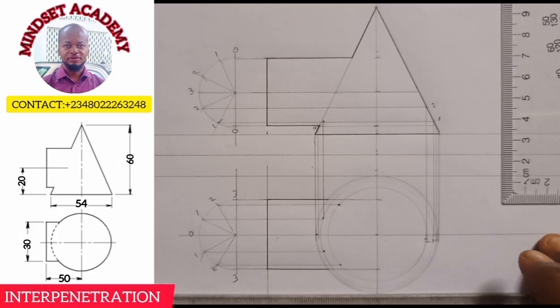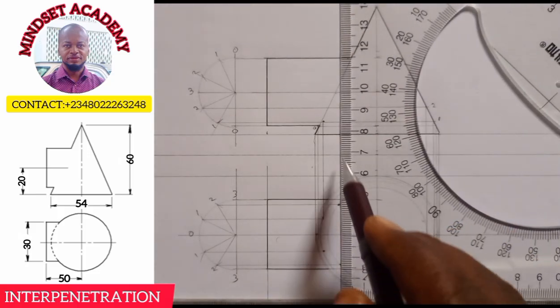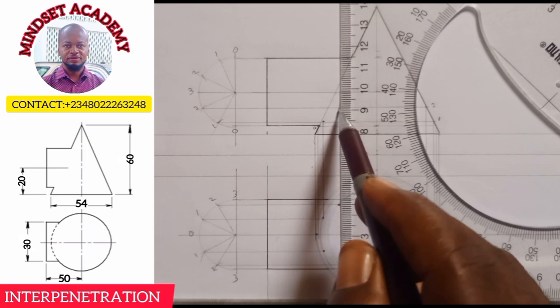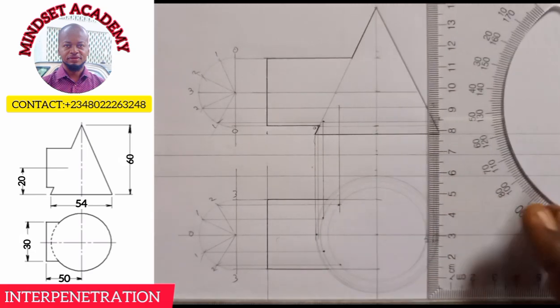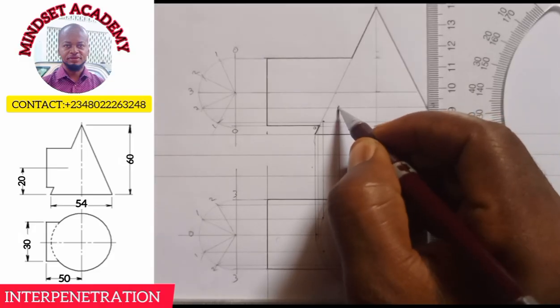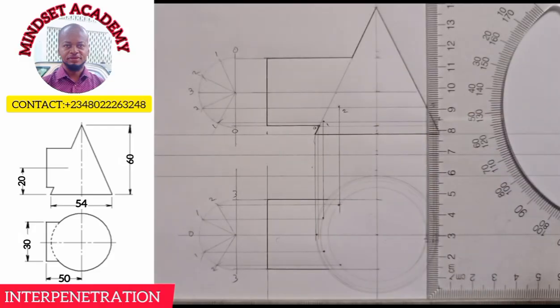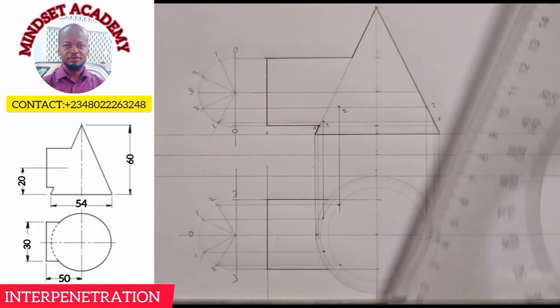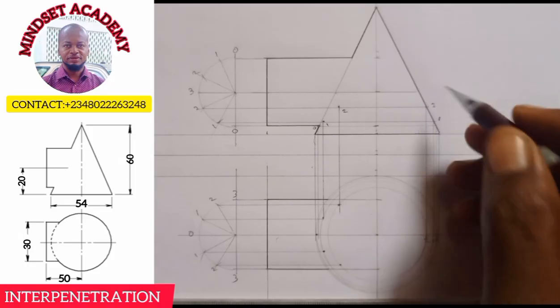Then I'll project circle 2 upward this way to touch line 2. So this is where it meets. So that is 2, this is 1, right? Now, we're still moving. So the next thing is, I'm going to move to 3. So this is the line of 3 here.